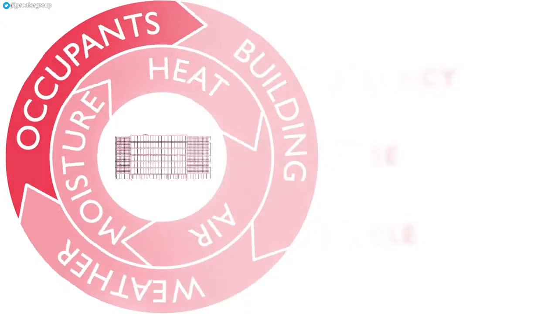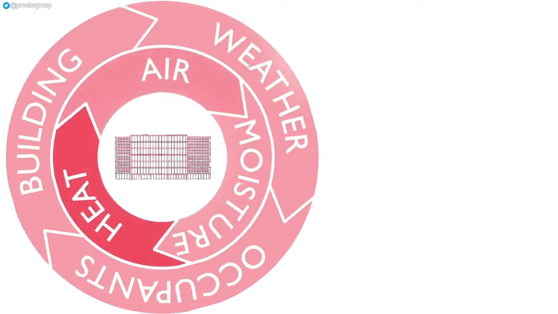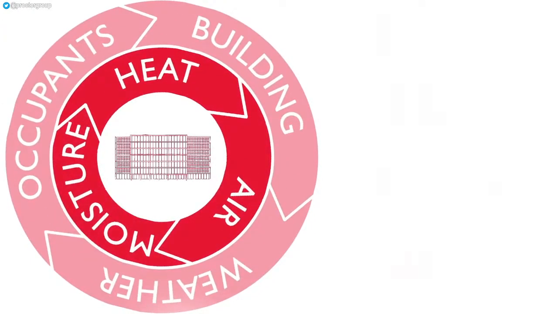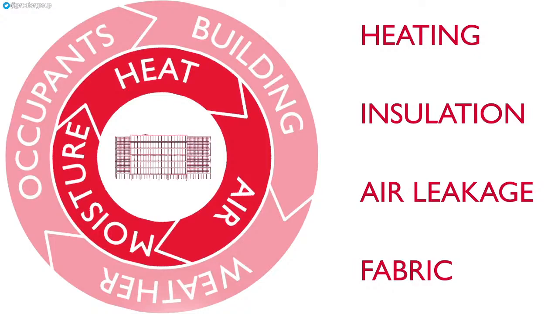The influences of these three aspects can then be assessed in terms of the heat, air, and moisture movement within the building. This takes into account the heating of the building as well as the air leakage effects and response of the building fabric to the absorption and desorption of moisture. Factors such as the position and performance of the fabric insulation can also be considered.